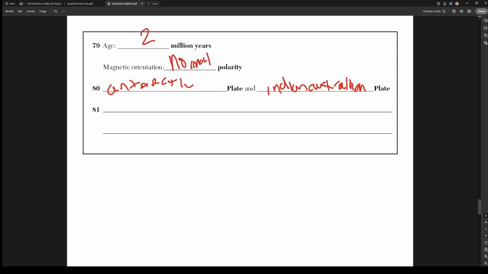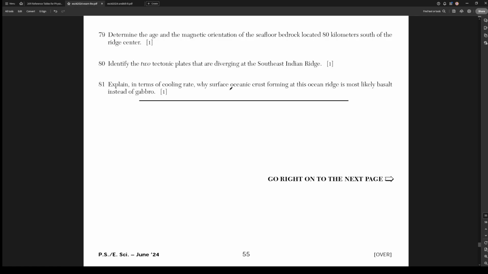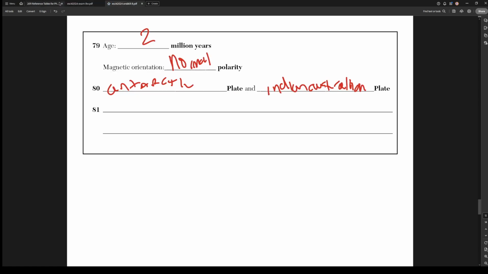Okay, we're on question 81. Explain in terms of cooling rate why the crust formed at the ocean ridge is most likely basalt. Okay, so cooling rate, basalt is extrusive igneous rock. So it cooled fast, because when that lava touches the ocean water, it just cools instantaneously. So, fast cooling rate. That's literally all you have to write. Basalt is extra. You don't even have to write this part. But that's what I would write.